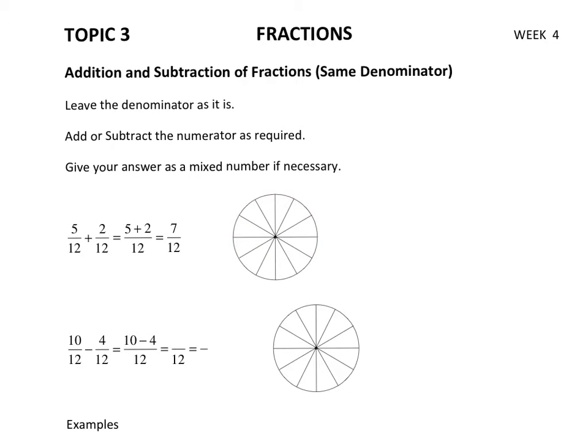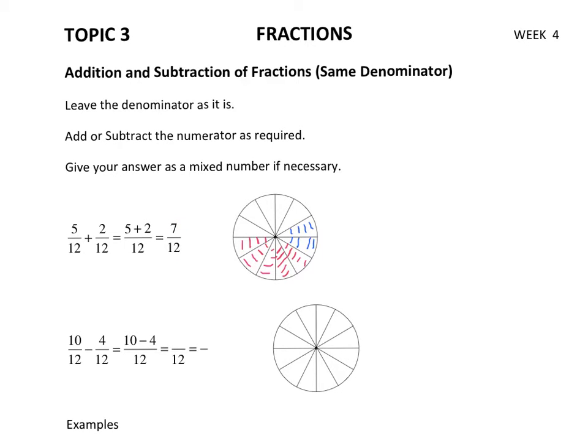If we are given the fraction addition 5/12 plus 2/12, we can represent that diagrammatically by shading in red 5/12 of the circle, and then in blue 2/12 of the circle. How many twelfths of the circle are shaded in total? And the answer is 7/12.